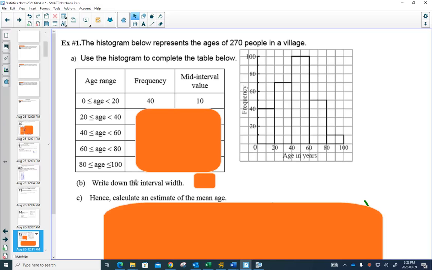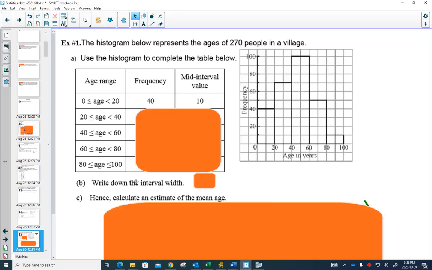There's an age range. This first one says age ranges from 0 to 20. Notice that they have to decide where the 20-year-old is going to fit in. Does the 20-year-old fit in the 0 to 20 or the 20 to 40 category? So you'll notice in the histogram that the lower number is included and the upper number isn't. So the 20-year-old would fit in the 20 to 40 category.